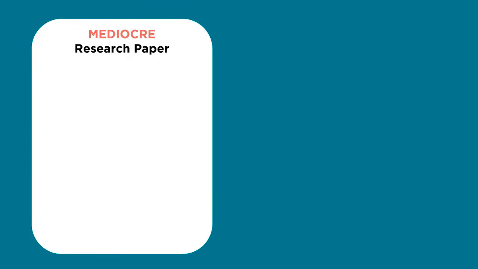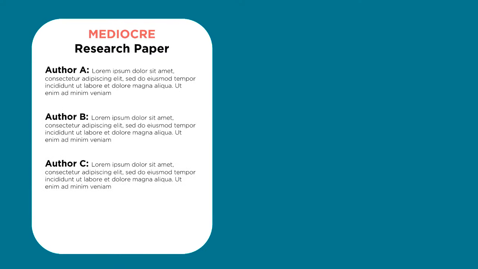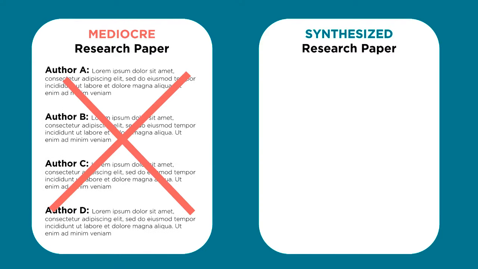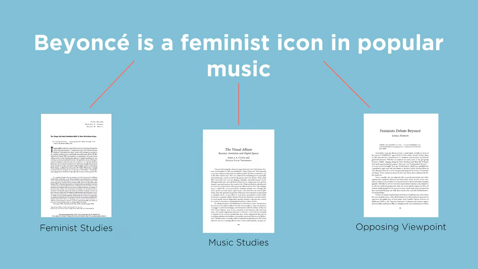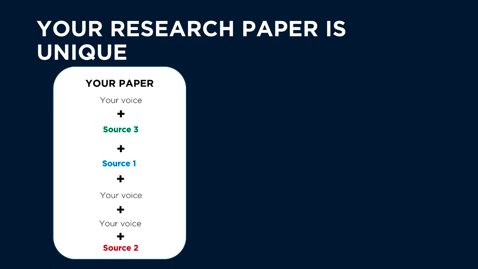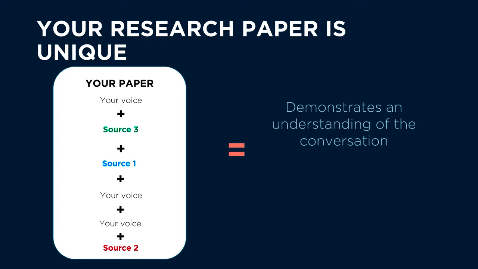Many students fail to synthesize their research because they organize their paper source by source. Synthesis requires you to organize idea by idea, not source by source. Use common themes in your research to help you decide what your main ideas will be. What is the conversation surrounding a main idea? To really know that conversation, you need to have looked at it from multiple perspectives or sources. The sources you choose to include, your analysis, and how you organize them in a meaningful way make your research paper unique. This means you are developing your own understanding of the conversations surrounding your topic and explicitly stating how they connect to your own argument.